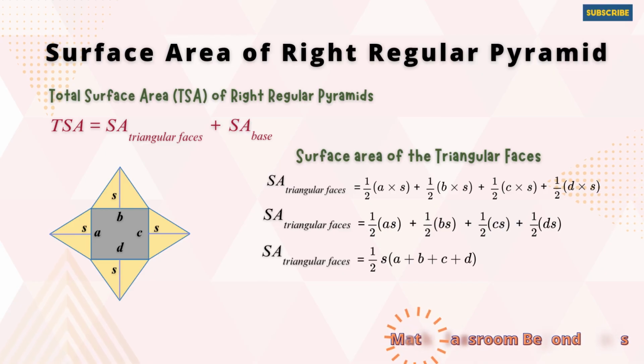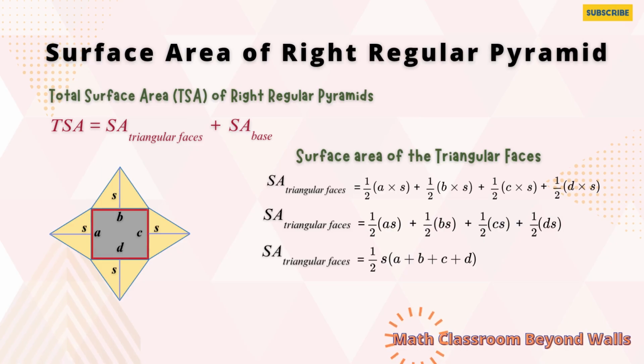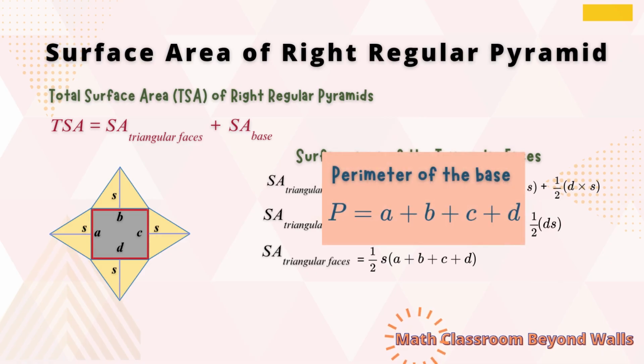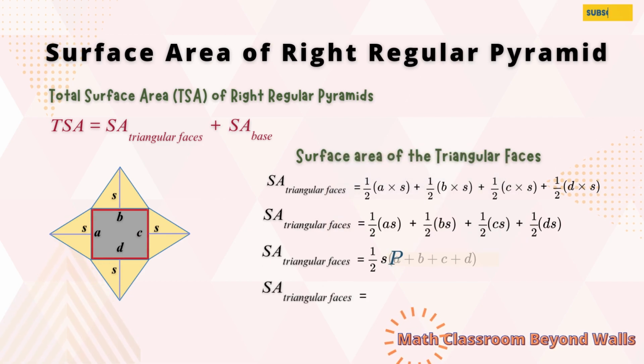Look at the figure, learners. What are A, B, C, and D on our figure? You're correct. They are the sides of the base of the pyramid. Now, the sum of these sides is the perimeter P of the base. With the perimeter P, the surface area of the triangular faces becomes 1/2 S times P.